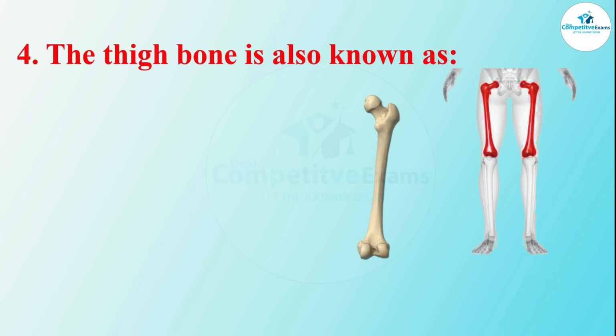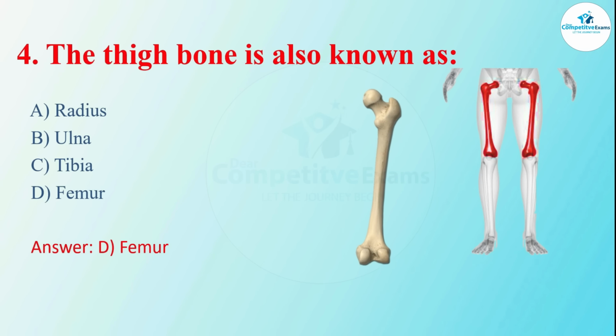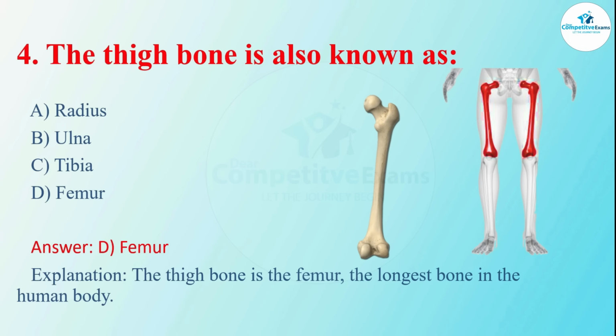So what is the other name of the thigh bone? Answers are radius, ulna, tibia, or femur. The correct answer is femur. The thigh bone is the femur, the longest bone in the human body. Let's move on to question number 5.